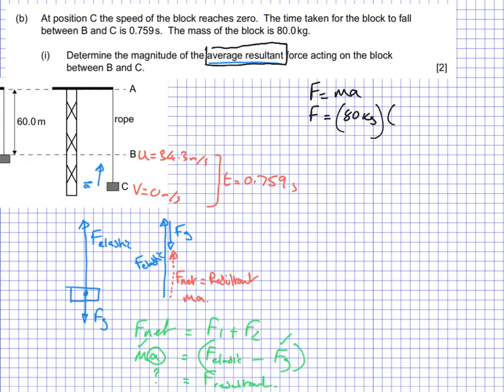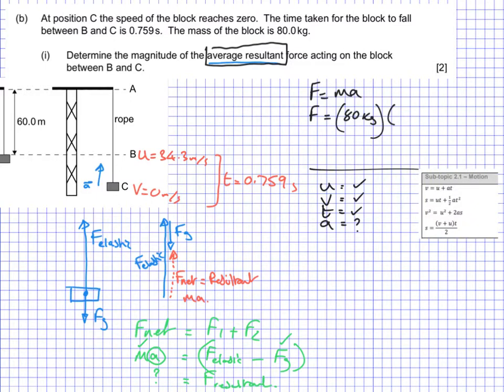So how do I get the acceleration? Okay, well, we're going to use kinematics. I currently know U, I know V, I know T, and so with kinematics, if I know 3 things, I can work out a 4th. So I'm going to find my acceleration. Since I know T, the final velocity, and the initial velocity, we'll use our kinematic equations.